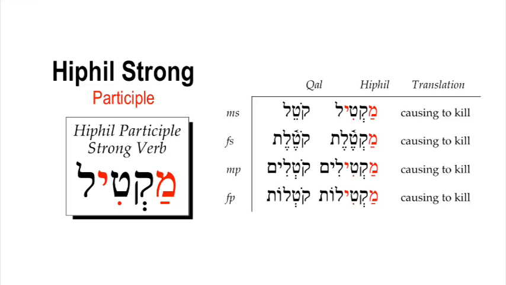Maktil, makteleth, maktilim, maktiloth. The mem pathach prefix is diagnostic of the Hiphil participle, and once again you have a hireq yod stem vowel in all the forms except the feminine singular, because it takes that segolate pattern with the tav of the feminine singular inflectional ending. But pretty easy to identify.